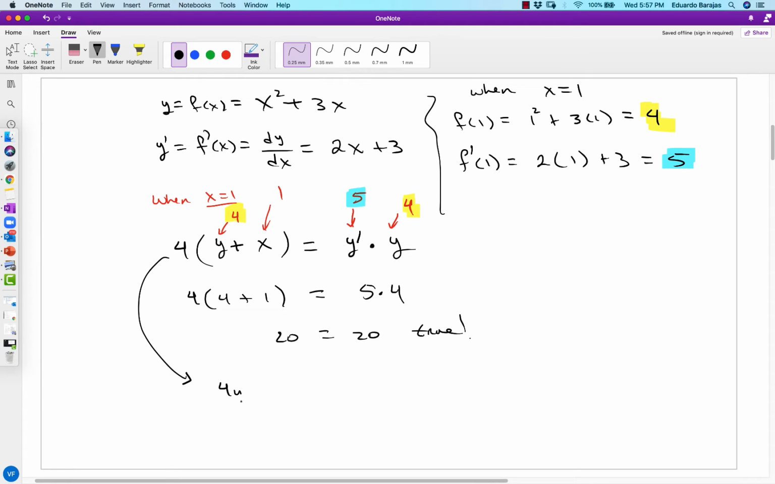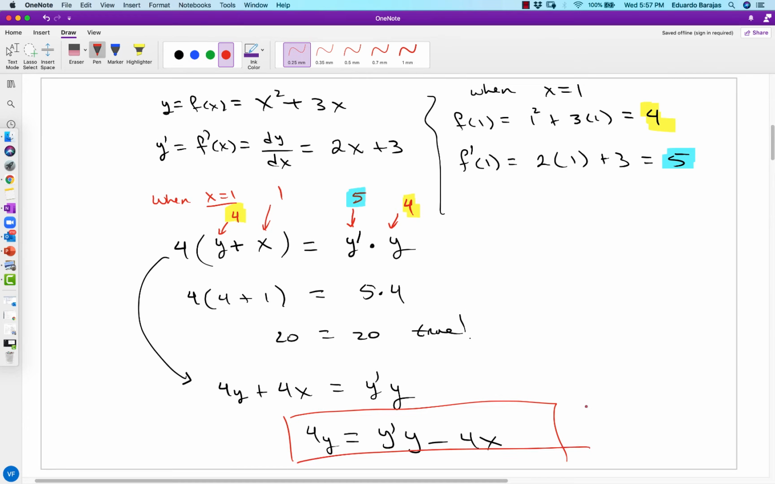This will be equal to 4y plus 4x equals y prime y. And just to make it a little bit more fun, I can move things around a little. Let's move this to the other side. And so I end up with 4y equals y prime y minus 4x. Okay, so what I've created here is an example of a differential equation.